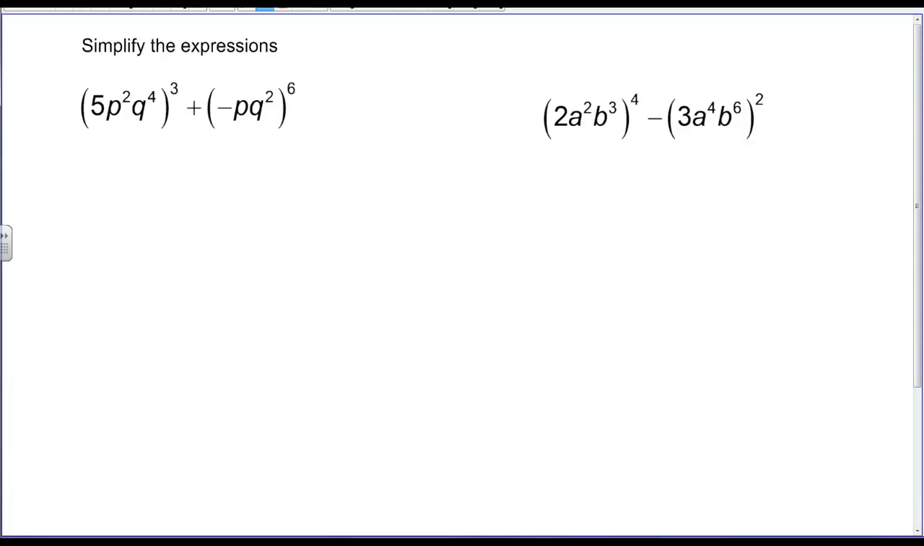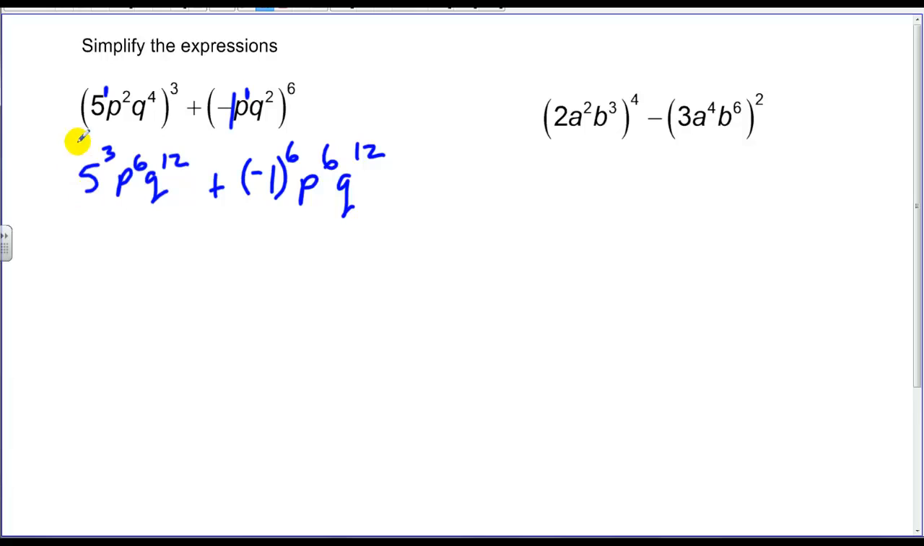Now we're going to take and put almost everything together in this case. Notice unwritten power of 1, unwritten power of 1 here. This is 5 to the 3rd, p to the 6th, q to the 12th, plus, and this is an unwritten negative 1. Negative 1 to the 6th power, p to the 6th, q to the 12th. So I'm going to simplify a little bit.